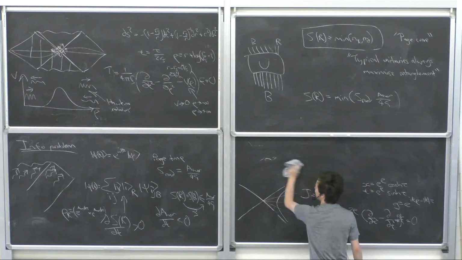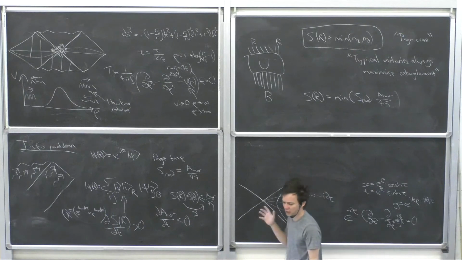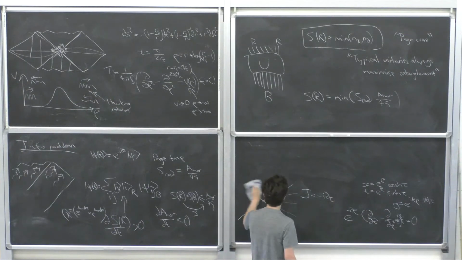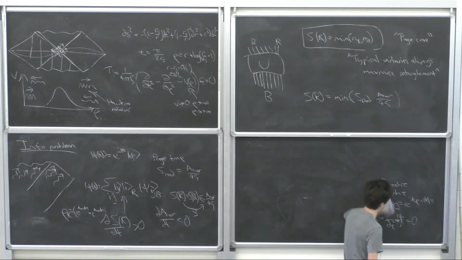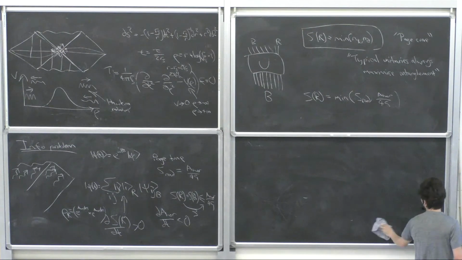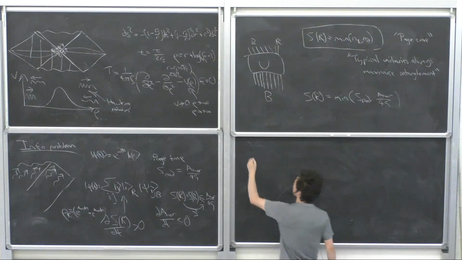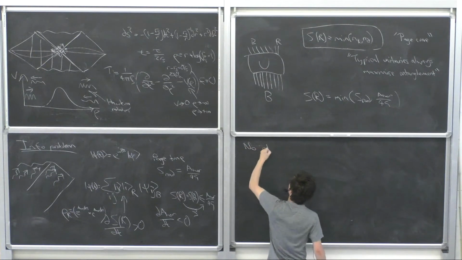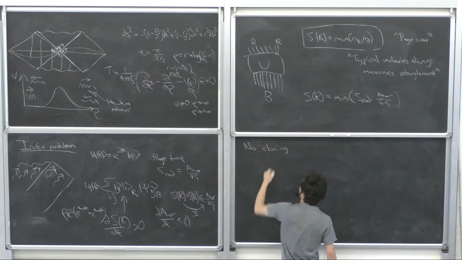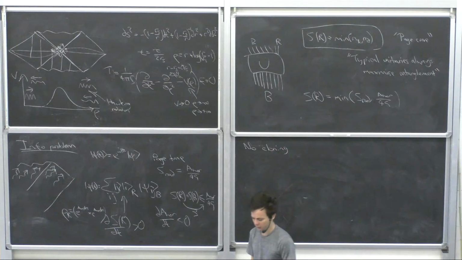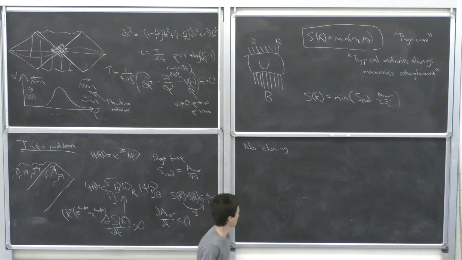Everything I've said so far, well, the Page curve was early 90s. I think we're now going back further to the 80s again. Certainly I haven't said anything that's 21st century. It's an argument from the no-cloning theorem. So what does the no-cloning theorem say?